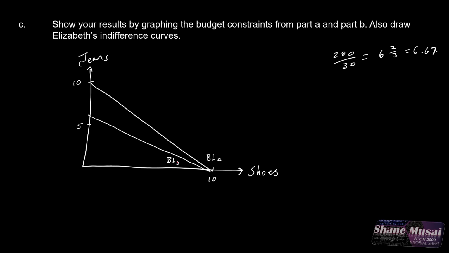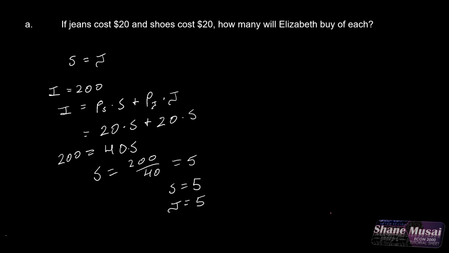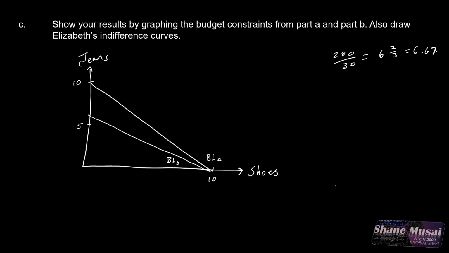Now, they also asked us to draw the indifference curve for Elizabeth for both part A and part B. So in part A, we saw that she would buy 5 shoes and 5 jeans to maximize her utility. So our indifference curve would have looked like an L shape, because she's buying things in a fixed 1-to-1 proportion, and any additional jeans or any additional shoes outside of this fixed proportion is worthless and adds no extra utility to her. So this would be utility 1, or part A, or I should just put A for consistency.